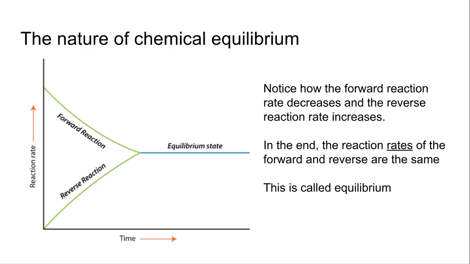Here's a graphical analysis of chemical equilibrium. Notice how the forward reaction rate decreases and the reverse reaction rate increases. Now, in the end, the reaction rates of the forward and reverse reactions are exactly the same. Notice I said reaction rates, not reaction concentrations, because they could have different concentrations, but the rate of forming products and the rate of forming reactants is equal. This is what we call equilibrium.